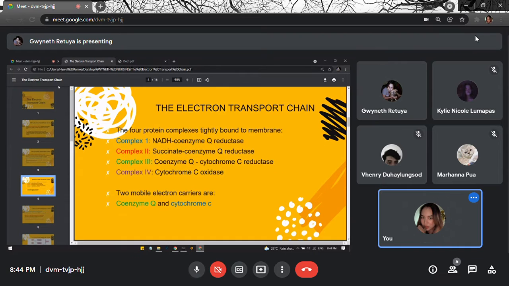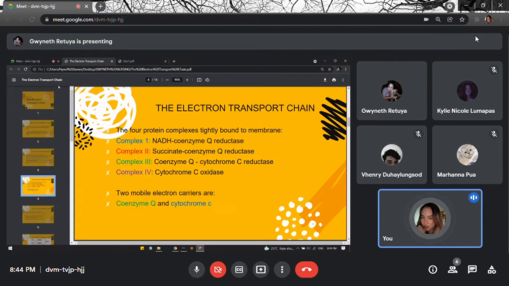Next. These complexes are numbered from 1 to 4, and we also have additional prosthetic groups called coenzyme Q and cytochrome C. So first, let's talk about complex number 1.